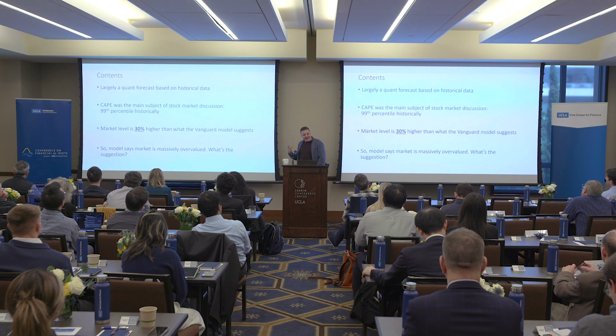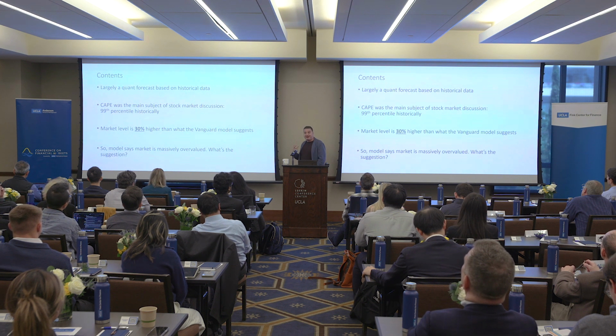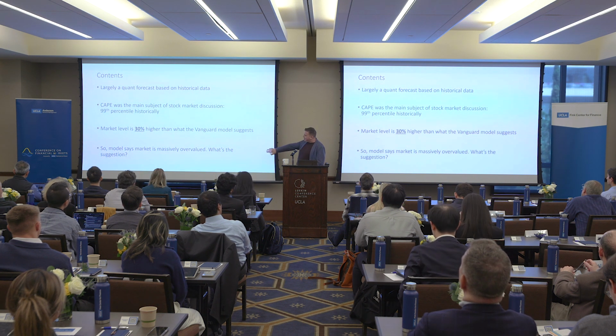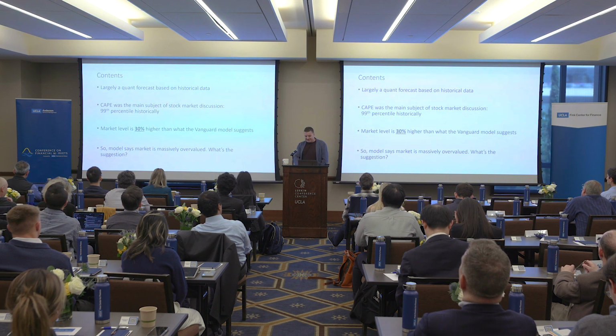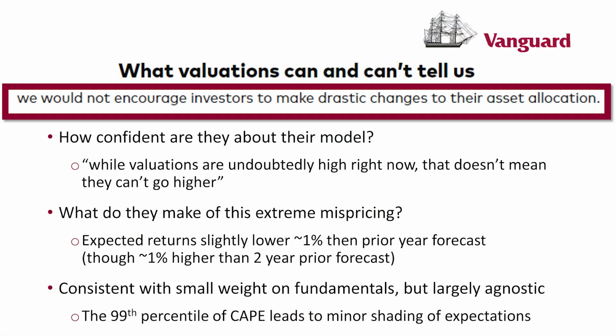According to Vanguard, their model suggested that the market was 30% overvalued relative to the level their model implied. Okay, so the market's massively overvalued. What do they say to do? Well, they say to not do anything based on this information. How confident are they in their models? Well, they say a lot of things like, look, while valuations are high, that doesn't mean they can't go higher.